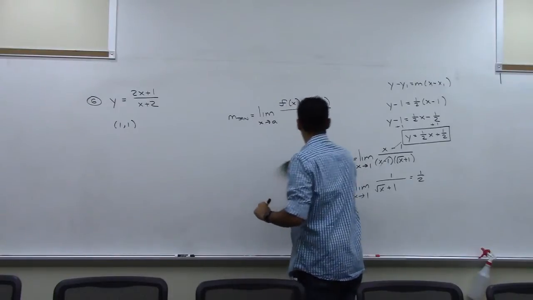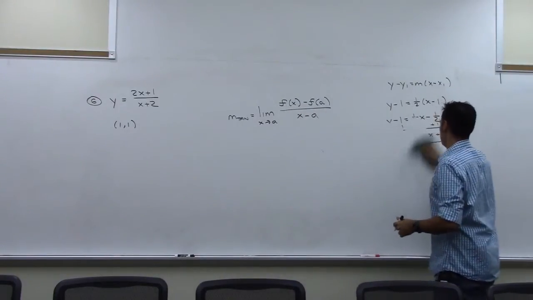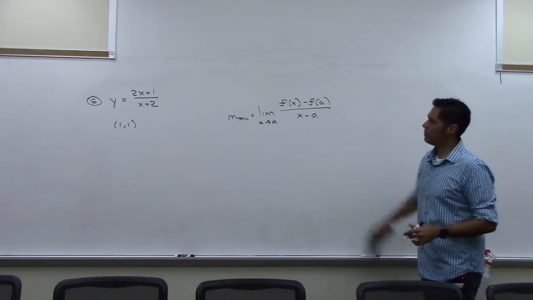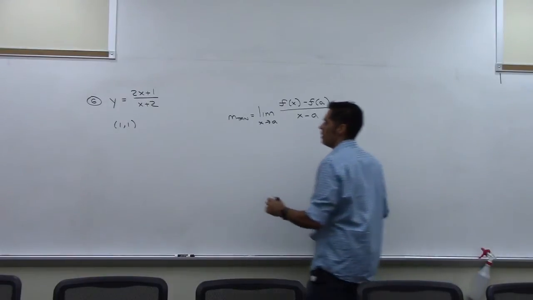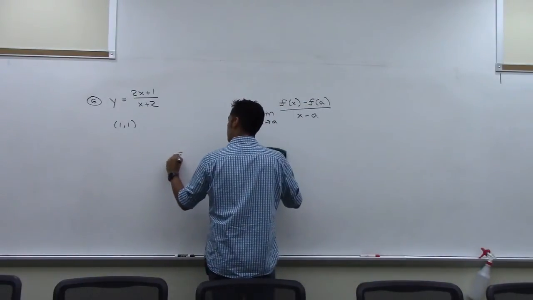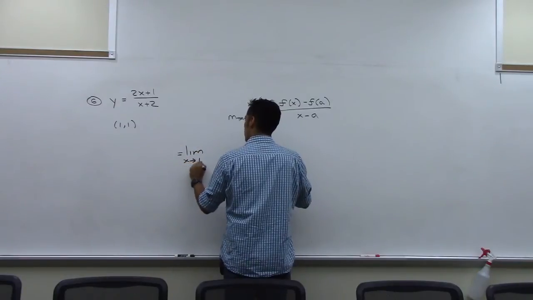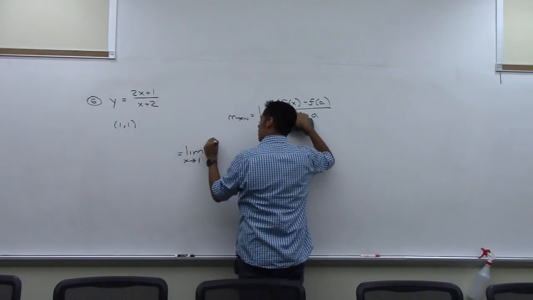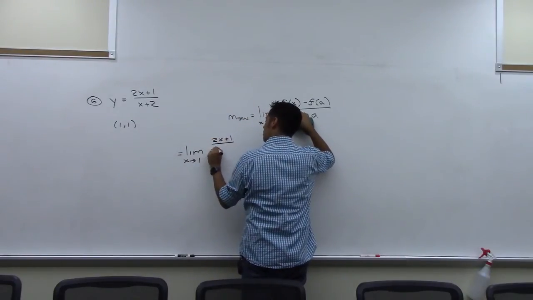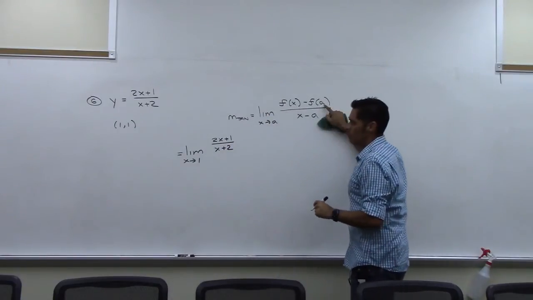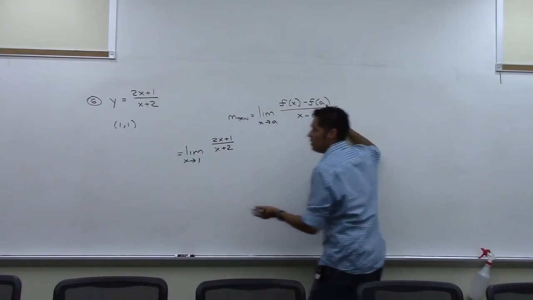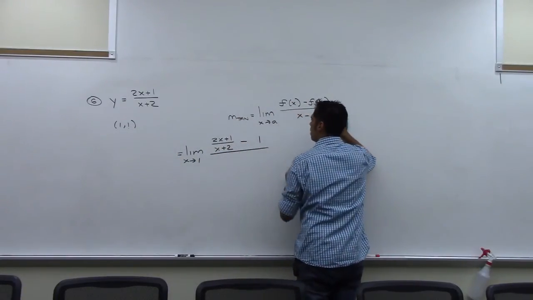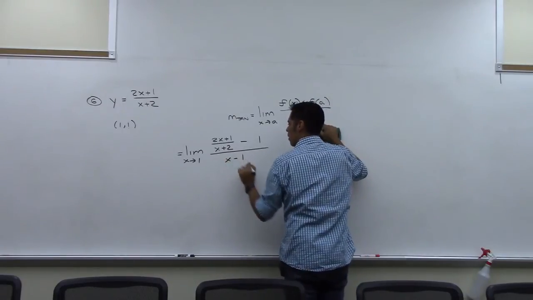All right, maybe we should use this one again. Doesn't matter. Sometimes the algebra is better one way. So I'll try this one. I'm replacing a with 1. I think I'll move over just a little bit. This is equal to limit x approaches 1. Okay, let me try and go a little faster. What's f of x? Well, that's it right there, 2x plus 1 over x plus 2. What's f of a? Well, f of a is f of 1. And what's f of 1? It's this value right there, which is just minus 1. Then over x minus a is x minus 1.